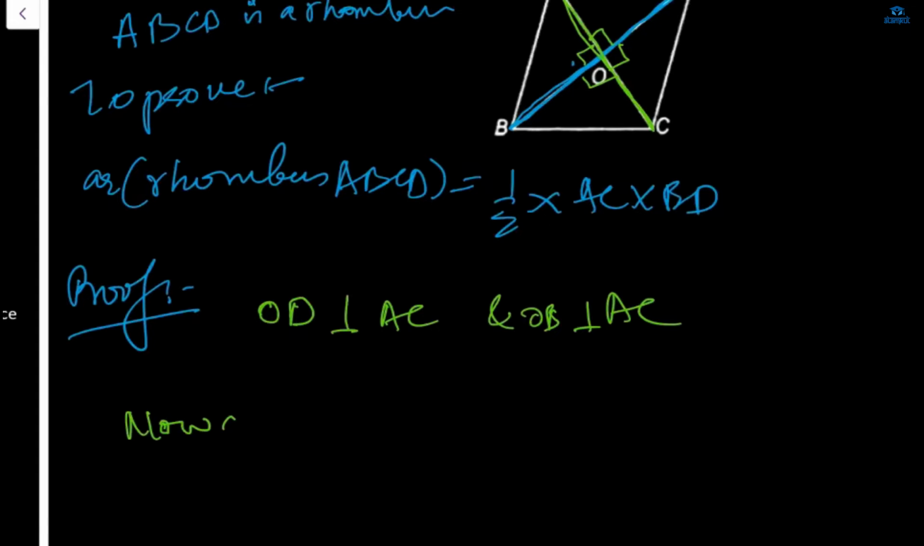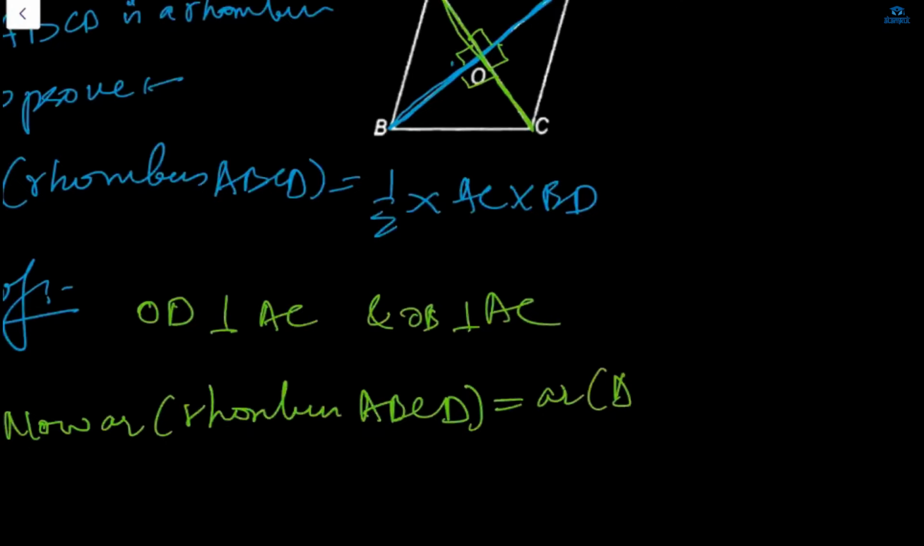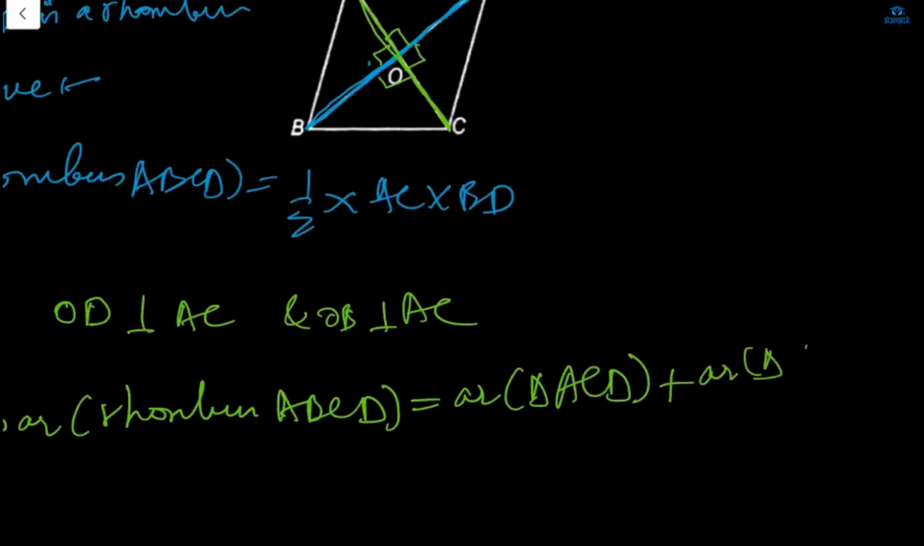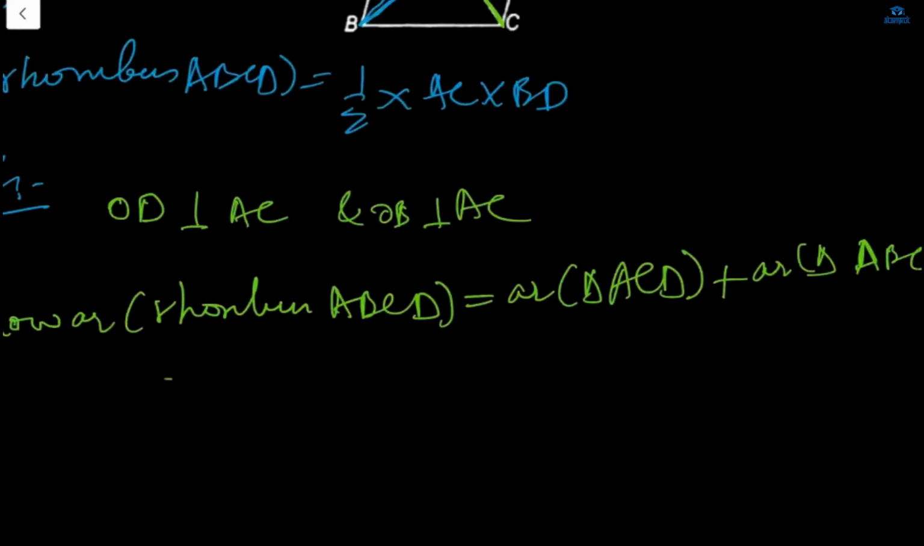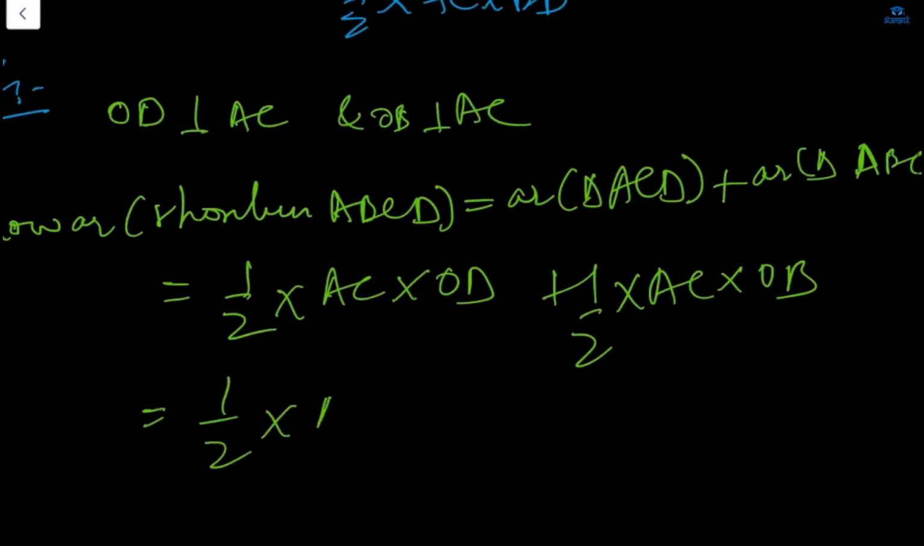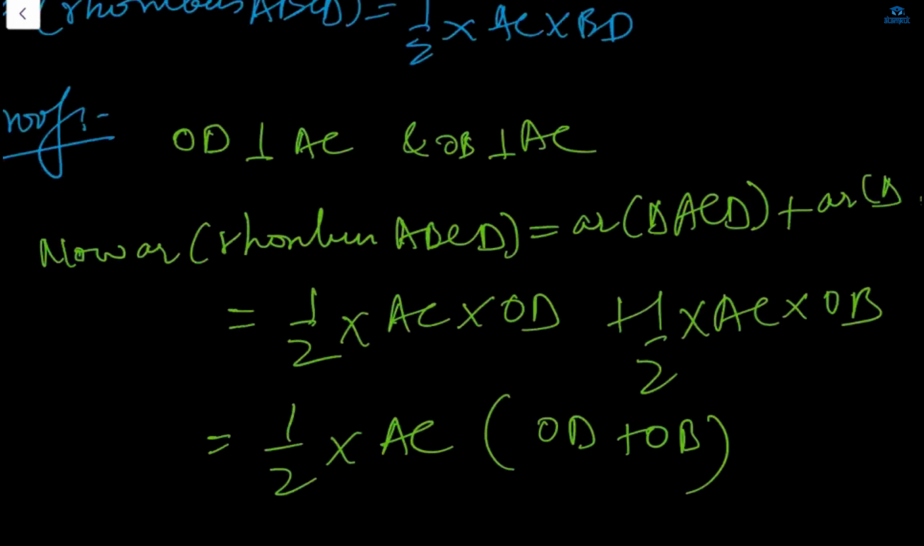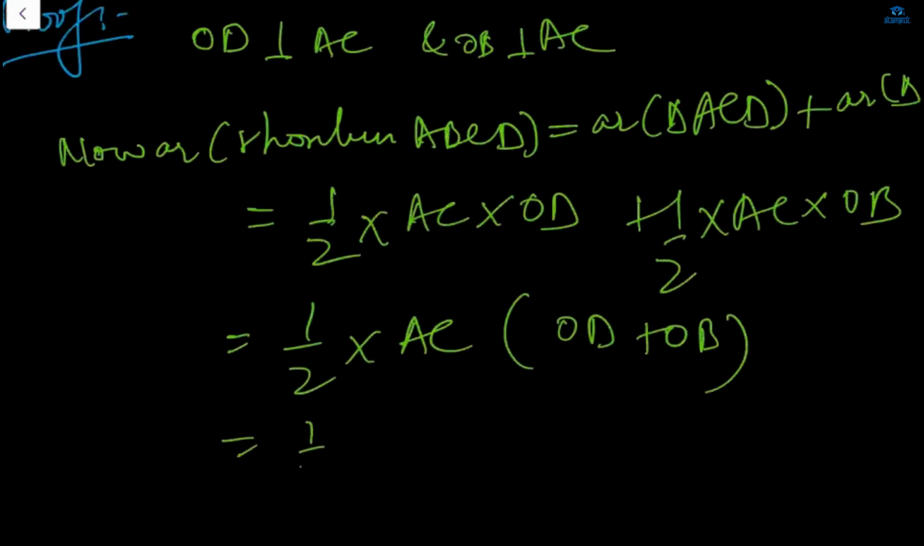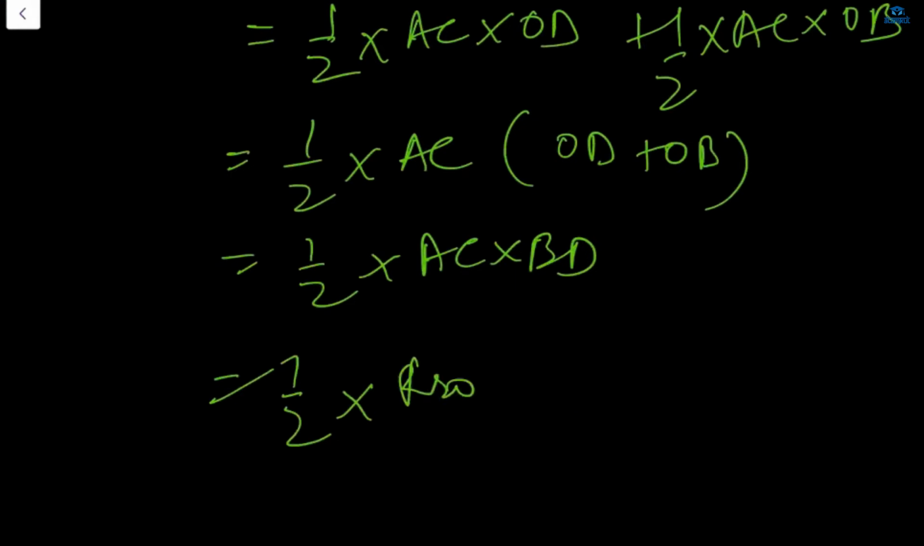Now area of rhombus ABCD is equal to area of triangle ACD plus area of triangle ABC. Half into base into height, so half AC into OD plus half AC into OB. You can see half AC is common, so OD plus OB. OD plus OB is what? BD. So instead of this, we can simply write BD, so half into AC into BD. So we have shown that it is half into product of diagonals.